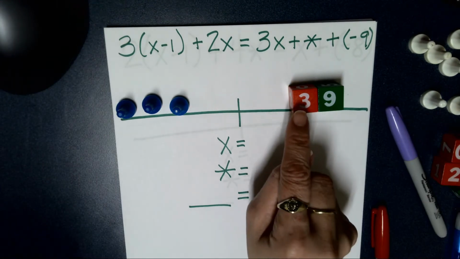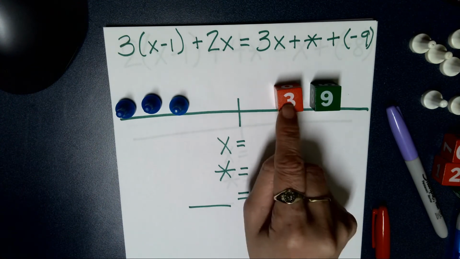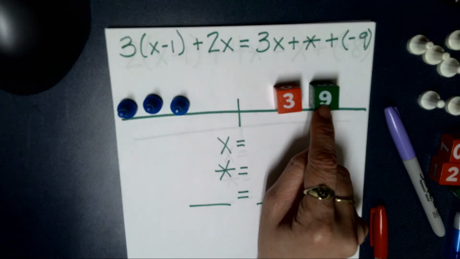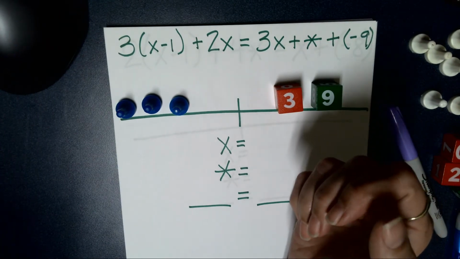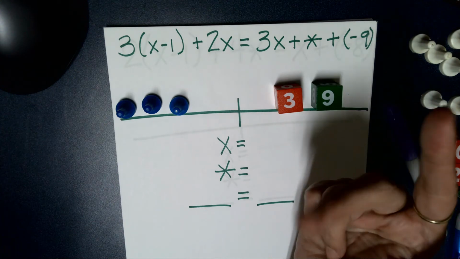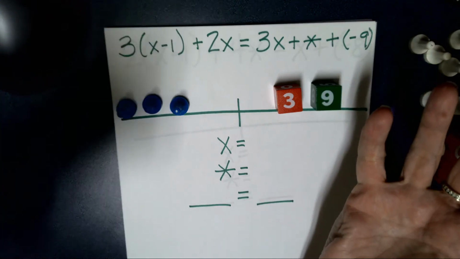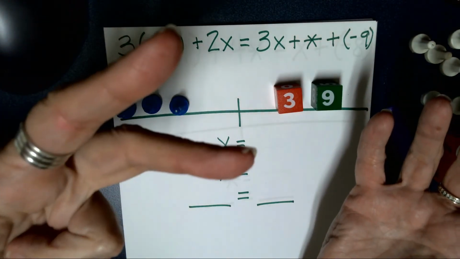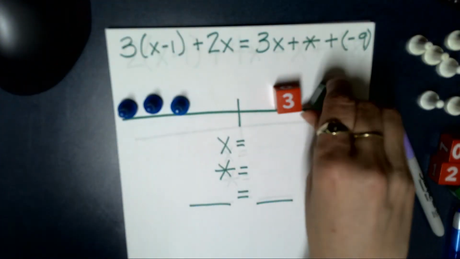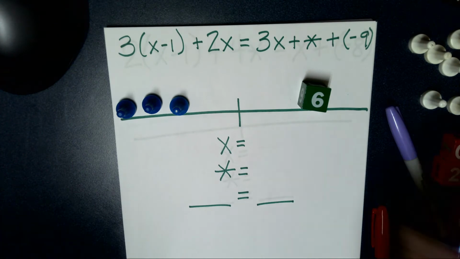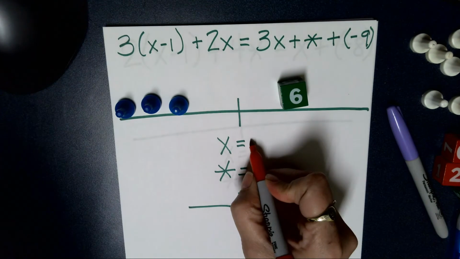And now we have a positive 3 and a negative 9. So if I have 3 and I'm taking away 9, you'll count down: 3, 2, 1, 0, negative 1, negative 2, negative 3, negative 4, negative 5, negative 6. So we have negative 6 on this right side. So 3 pawns is equal to negative 6. So 1 pawn is equal to negative 2.